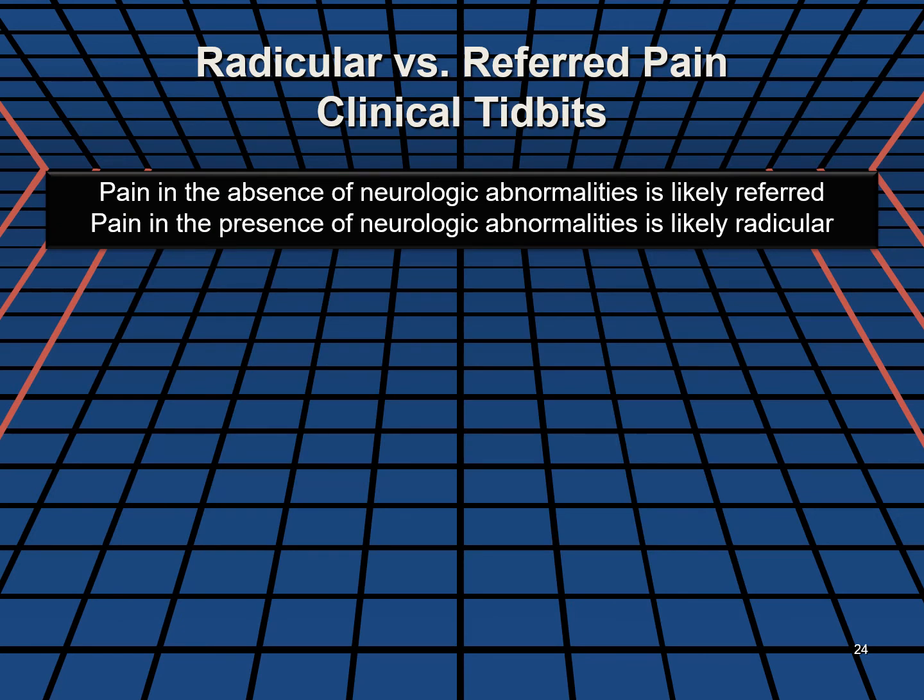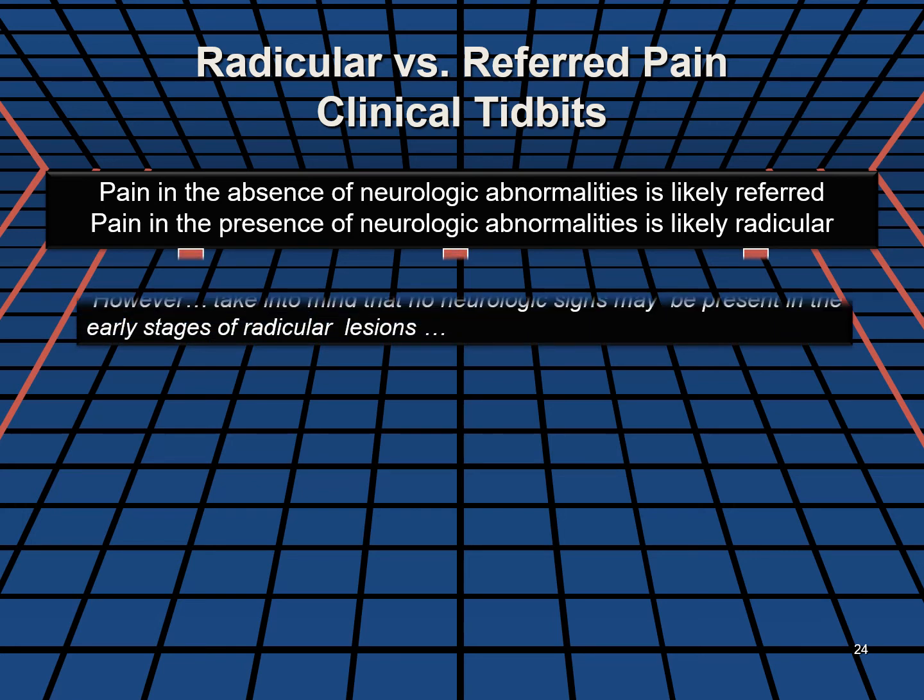All right, a few clinical tidbits in discerning radicular pain from referred pain. Pain in the absence of neurologics is likely referred. Pain in the presence of neurologics is likely radicular. However, take into mind that there may be no neurologic signs in the early stages of a radicular lesion, because the compressive forces have yet to create neural edema and dysfunction of the nerve.